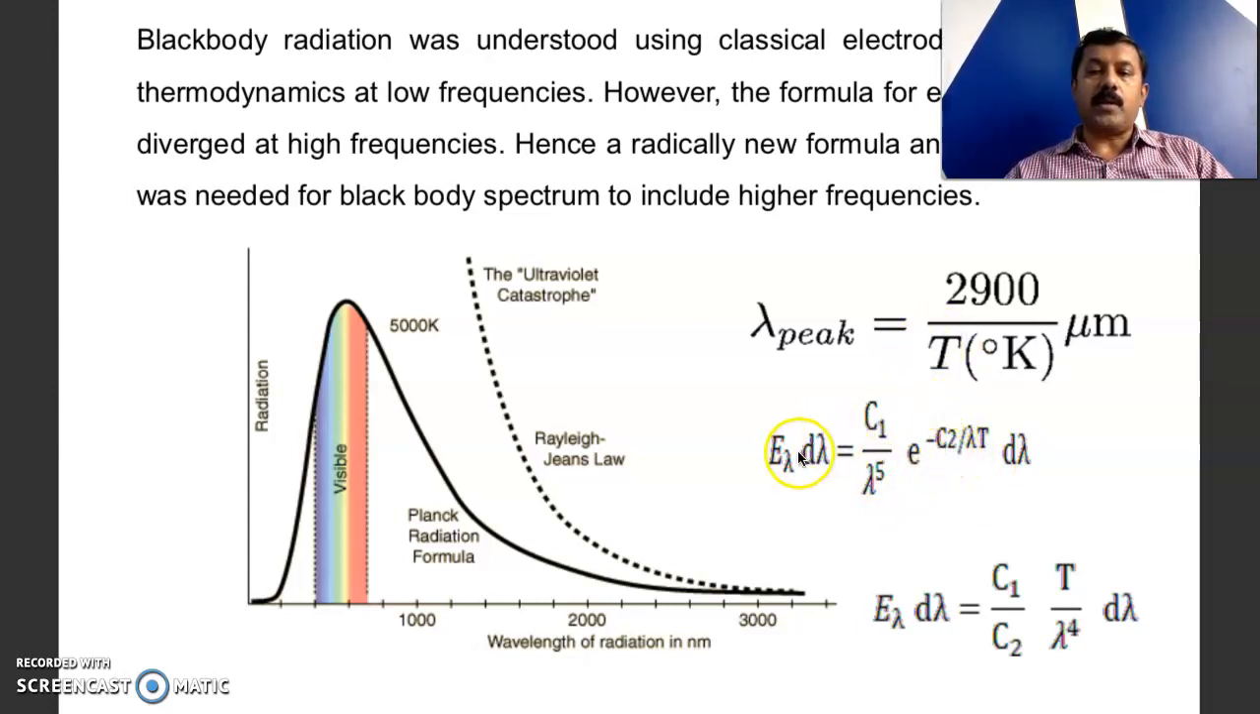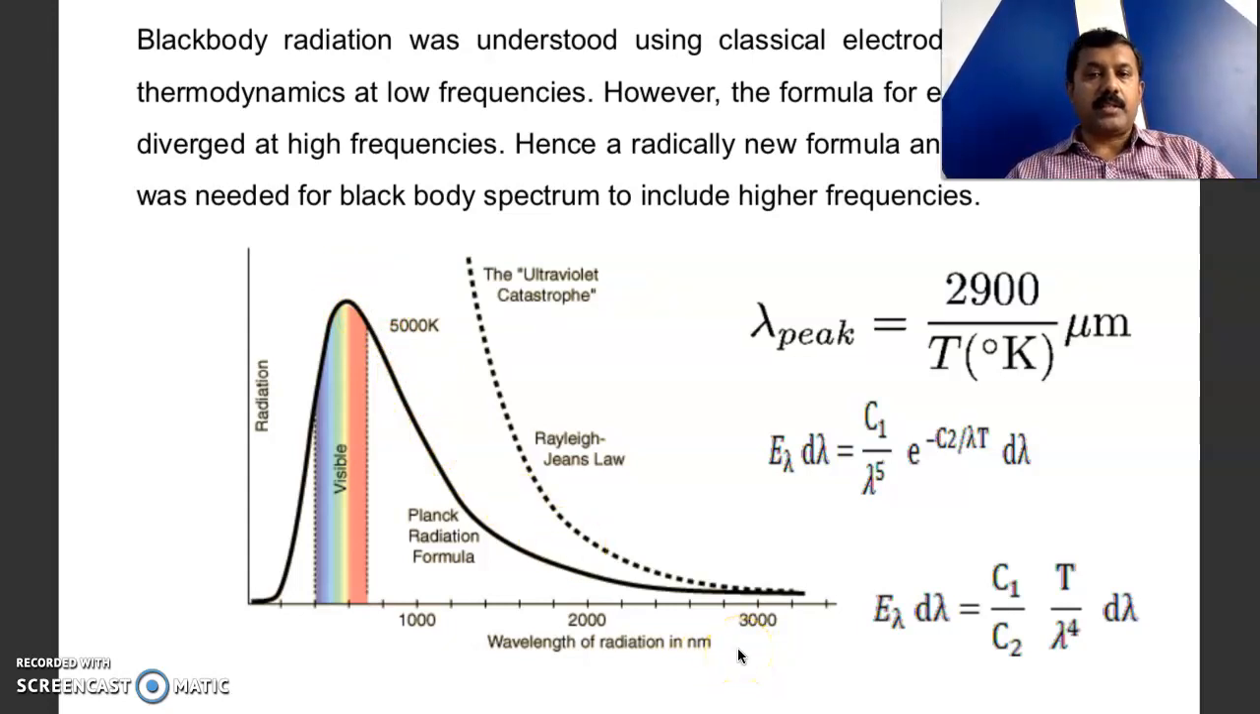Therefore, if you plot a graph of E lambda as a function of lambda, you will see that it matches the shorter wavelength part of the blackbody radiation spectrum. But it failed to account for this drop in intensity towards the higher wavelength part.